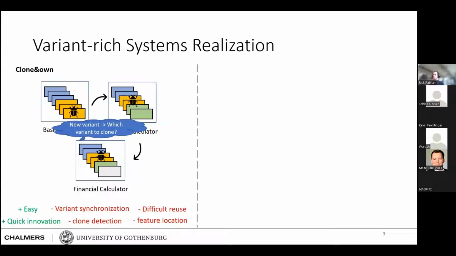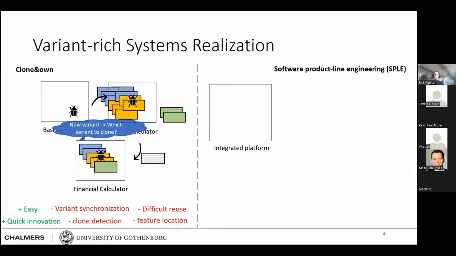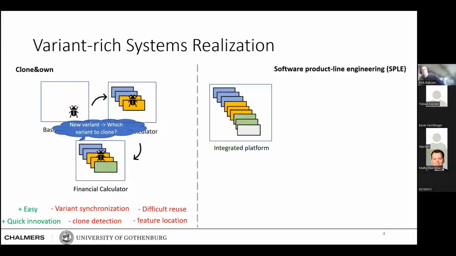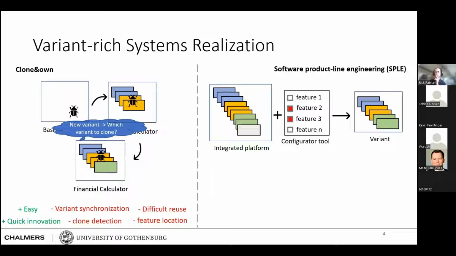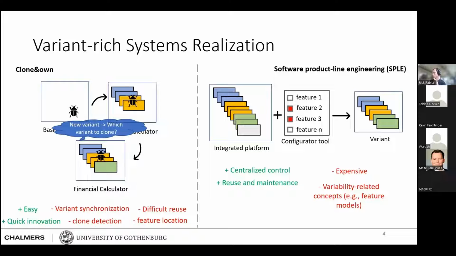Alternatively, developers can use software product line engineering. In SPLE, there is a centralized platform in which every feature is implemented once. This platform is supplemented with a configurator tool which takes feature selections and generates corresponding variants. Now, SPLE offers better control as well as healthier reuse and maintenance than the clone and own approach. However, it also has a few drawbacks. It is expensive to apply and it requires developers to perform tasks that they are not familiar with. For example, incorporating variability or adding feature models or variability mechanisms, etc.